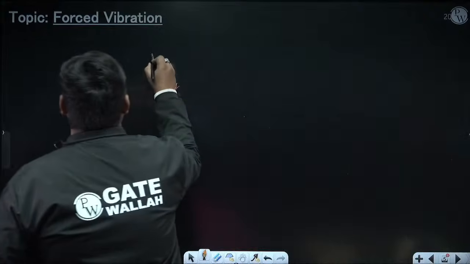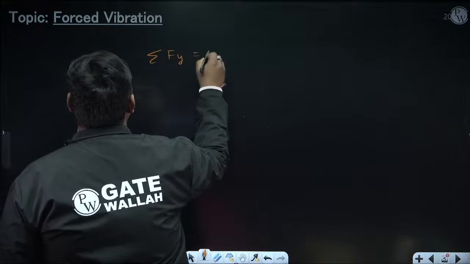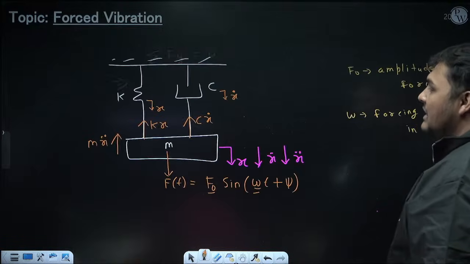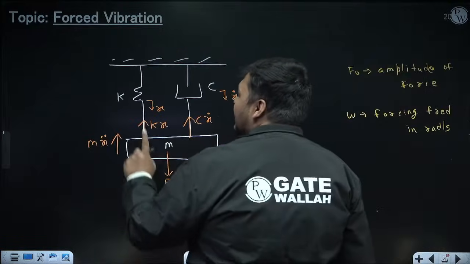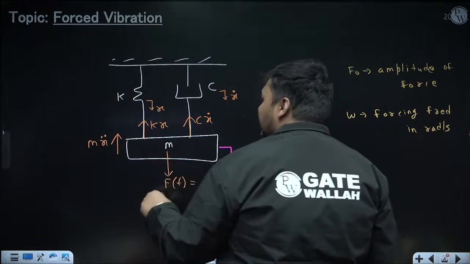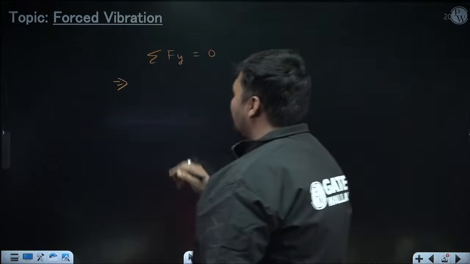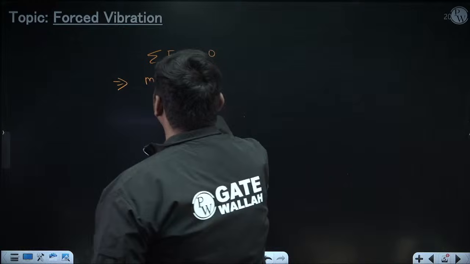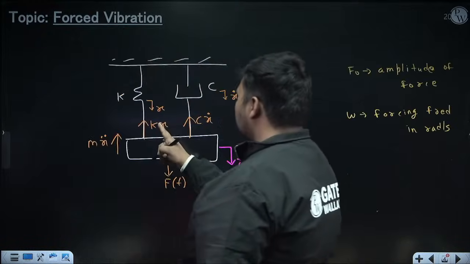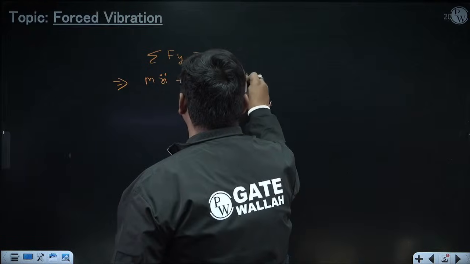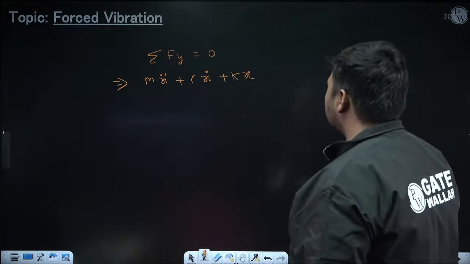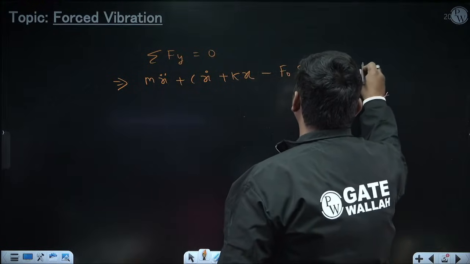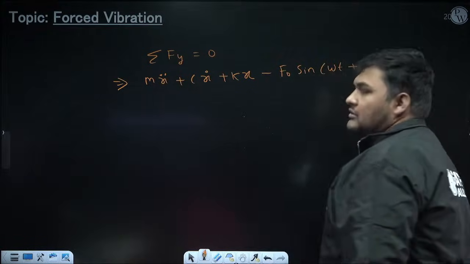So can I say in this FBD, the summation of force in y direction will be 0 after applying inertia or pseudo force? Yes. While using this equation, suppose I am adding upward force, then we'll subtract downward. Right now m x double dot is upward, which I am adding, so it will be plus m x double dot. Damping force is also upward, so plus c x dot. Then restoring force kx is upward, so plus kx. This force is downward, which I am subtracting, so minus f naught sine omega t plus psi. This is equal to 0.